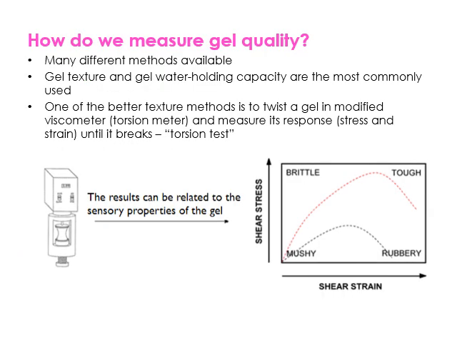There are many ways we can measure gel quality, but gel texture and gel water holding capacity are the most commonly used methods. One of the better texture methods is to twist a gel in a modified viscometer and measure its response in terms of stress and strain until it breaks. We call this the torsion test. Right, so that will conclude on protein denaturation as well as on the functionality of protein.